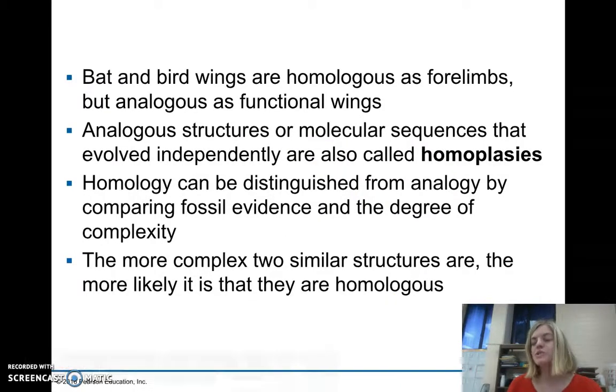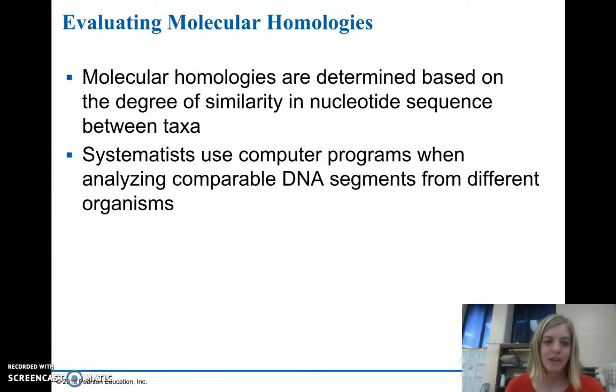Typically, if two similar structures are very complex, that indicates they're probably homologous, because the chance that two very complex structures would evolve independently is a lot less believable than the fact that you would get one complex evolution and then different branches from a common ancestor. Molecular homologies are based on the DNA sequence of nucleotides between different taxa, and this is something really new in the field of systematics. We didn't have this ability before to evaluate molecular homology, but now we can by using computer programs.